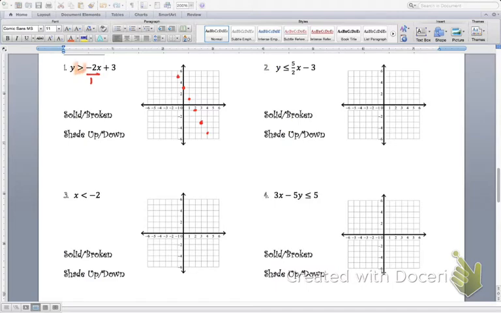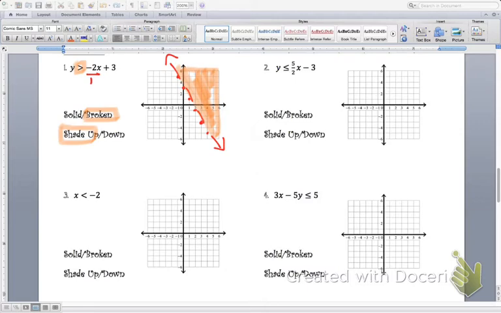We look at our inequality. This tells me a broken line because it doesn't have the equal to sign. So the line is not included. So when I draw it, I just draw a dotted line or broken line as best I can. And then from there, I decide, do I shade up or down? This is my greater than sign, so I'm going to shade above or shade up. So I'm going to shade above the line, which would be this section right here.